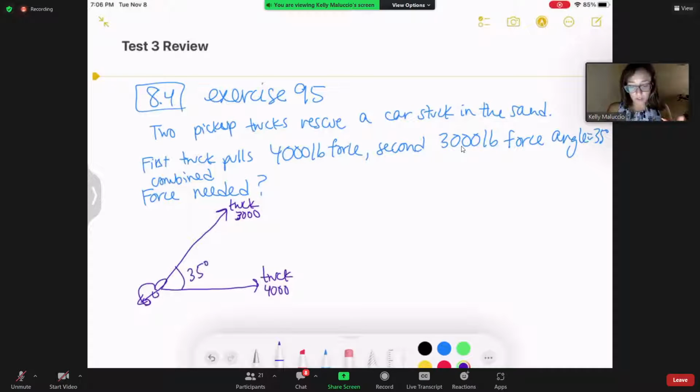So as vectors, right? As vectors, the truck is 4,000, 0, because it's pulling. We're assuming that it's pulling straight, because it says the 35-degree angle is to the first truck from the second truck. So the second truck is pulling at a 35-degree angle from the first truck. And so the vector here is actually 3,000 cosine of 35 degrees and 3,000 sine of 35 degrees, right? Because it's at this angle.